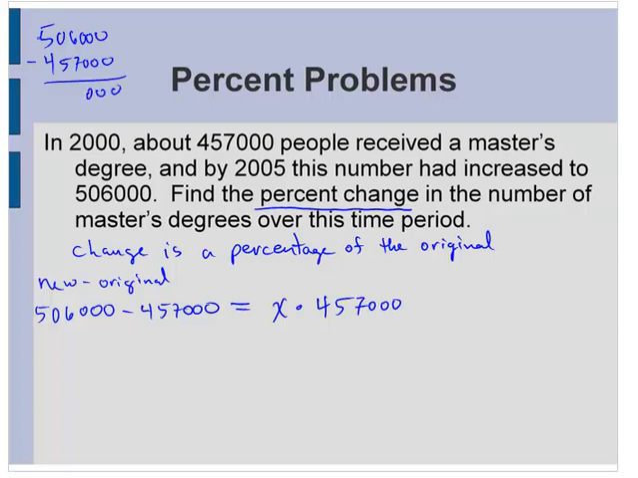Alright, the zeros all drop down. And doing some borrowing here. 16 minus 7 is 9. 9 minus 5 is 4. So we have 49,000 on the left, is x times 457,000. So now solving, we would divide through by 457,000.